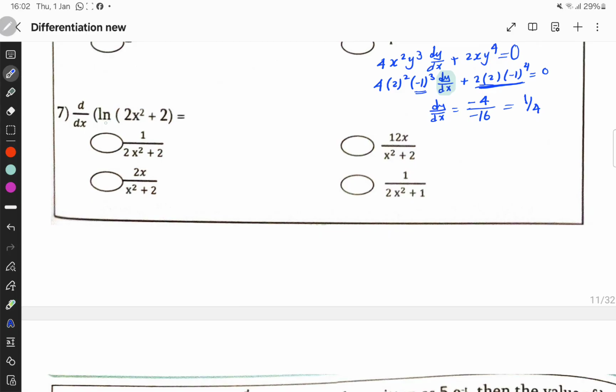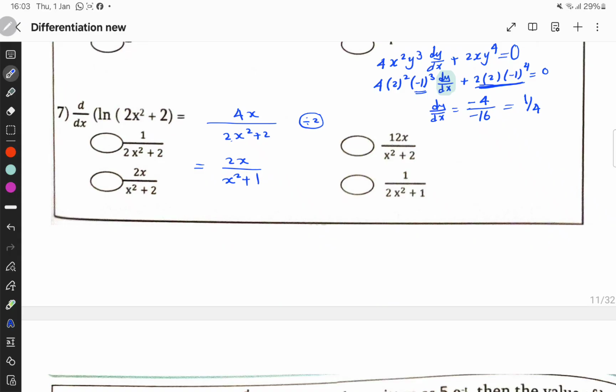That is the differentiation of ln. As you know, the differentiation of ln of a function is the derivative of that function over the function. The derivative of 2x squared plus 2 will be 4x. But we noticed that we didn't have that choice, so we need to notice if there is any common factor. All of them have common factor 2, so we just divide all terms by 2. 4x divided by 2 will be 2x, 2x squared divided by 2 will be x squared, 2 over 2 will be 1.